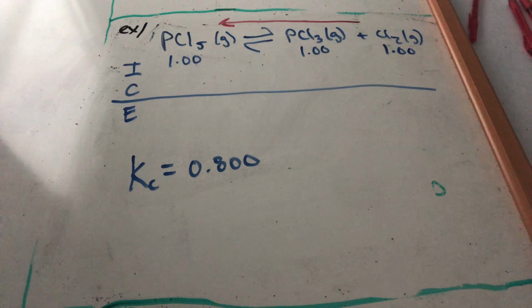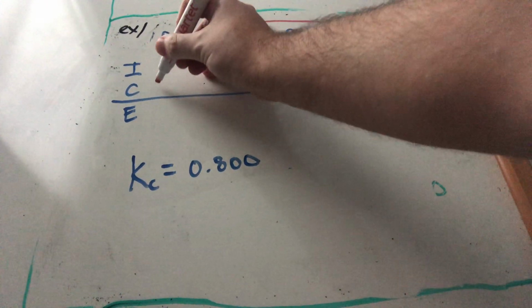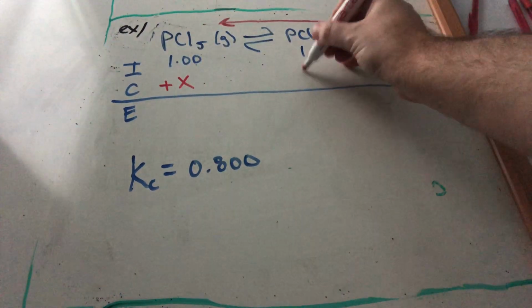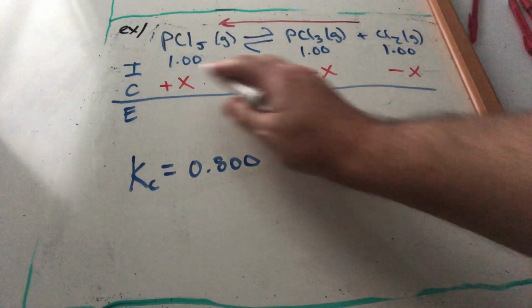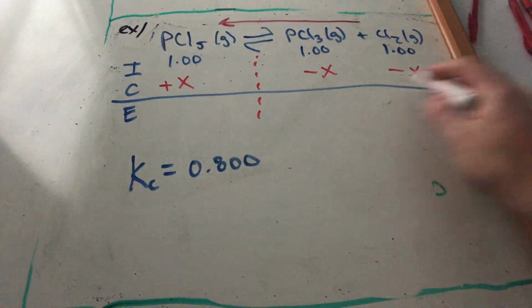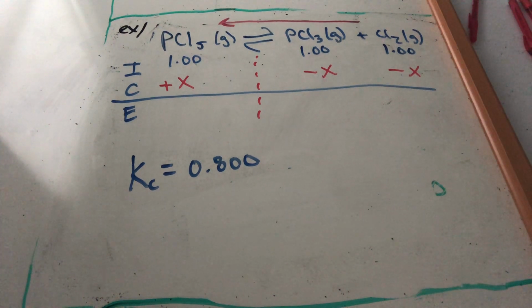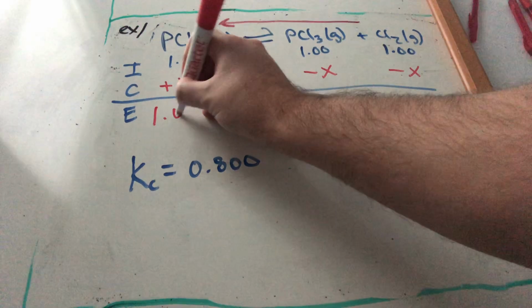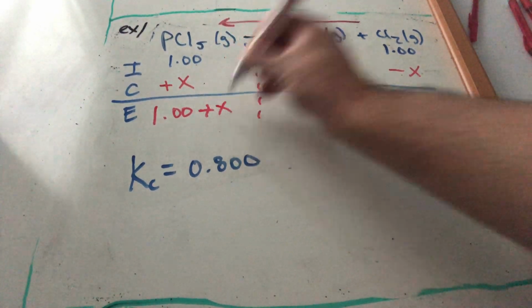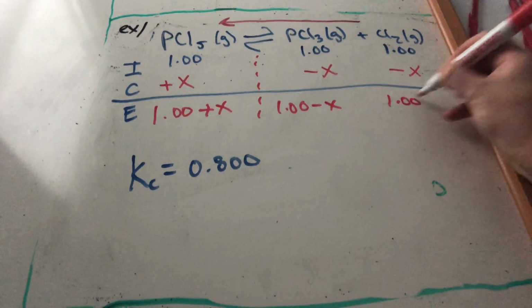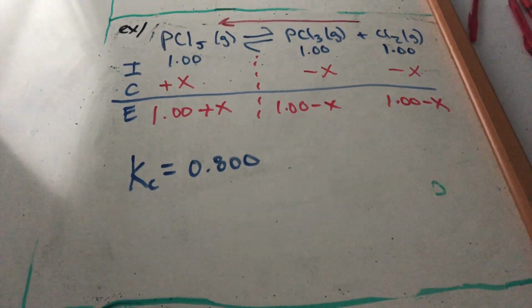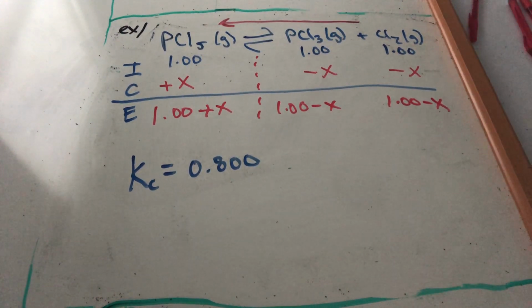And so we're moving in this direction, so I'm going to put a plus X here. We're leaving this side, so I'm going to put a minus X here. Just do a check. All pluses on one side of the dash, all negatives on the other side of the dash. Okay, good, I didn't mess up a sign there. I plus C equals E. 1.00 plus X. 1.00 minus X. 1.00 minus X. And we see why that K versus Q is critical in terms of setting things up correctly.